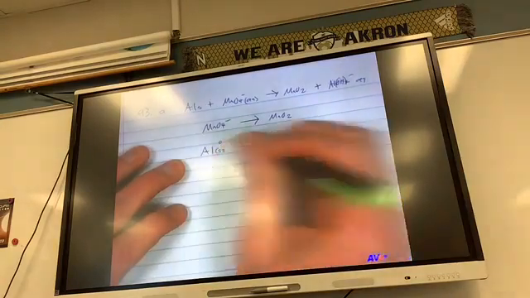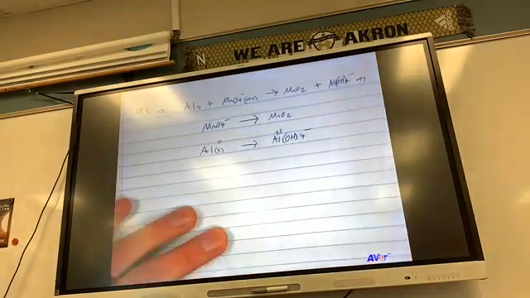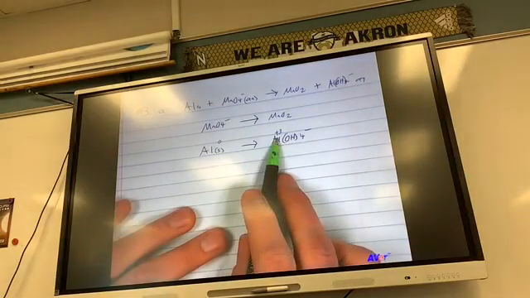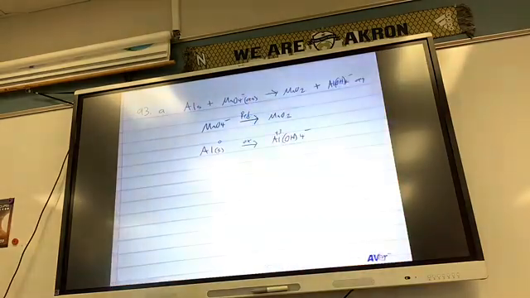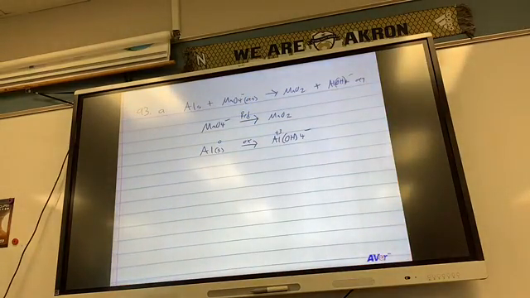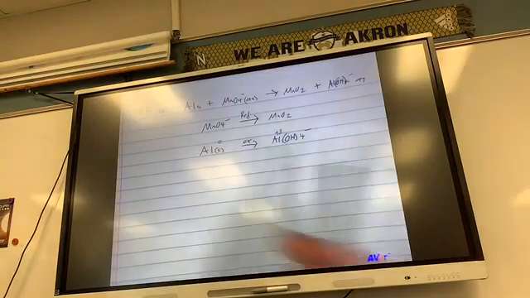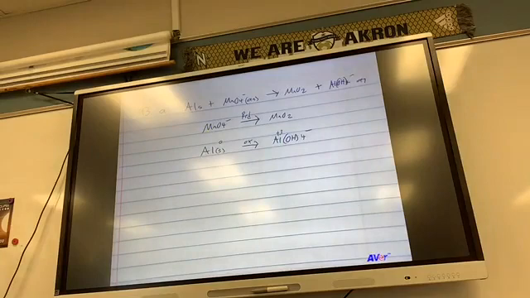Because this is 0, right? This has to be what? +3. So in order to become more positive, what did it have to do with electrons? I lost electrons. So this is oxidation. This is reduction. Cool so far. First step, balance everything except for H and O. 1 Mn, 1 Mn, 1 Al, 1 Al. Check.